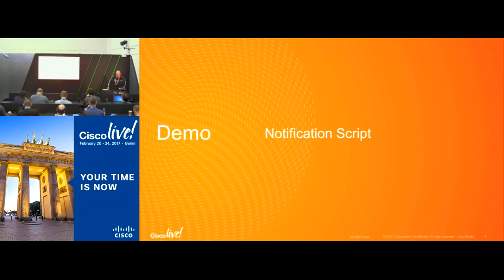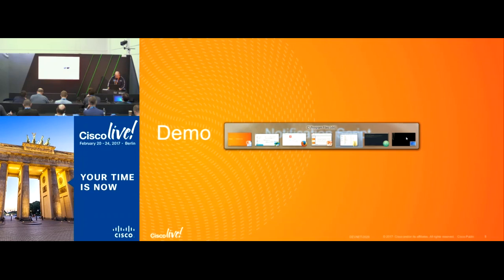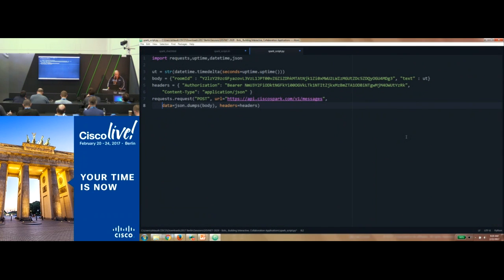So let's just take, I think I have up here some code of a simple notification script. This is a few lines of Python that you can use to send a message to a room. Very simple. In this case, we're using a library that gives us the uptime of the particular server that this is running on. We create a JSON body that includes the unique room identifier of the Spark room where we want to send this, and then the message. In this case, it's going to be the uptime string.